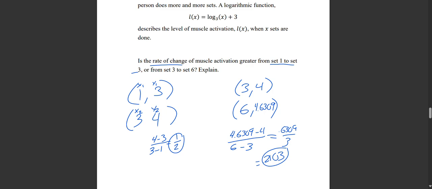So it would be greater from set 1 to set 3 because 1/2 is greater than 0.2103. So that would be set 1 to set 3 is more muscle activating.